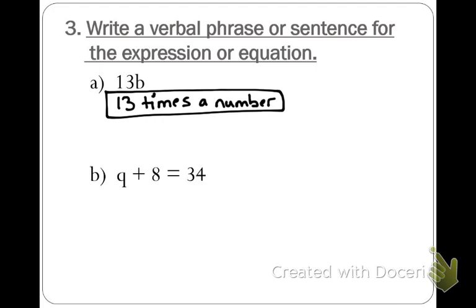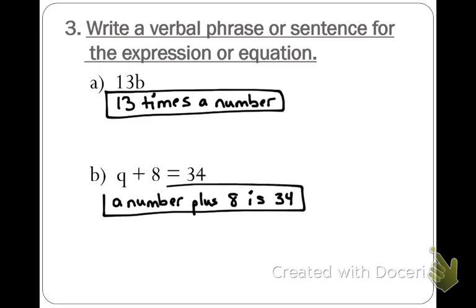Who feels like they could do problem B? You gonna try it? A number plus 8 is 34. Very good. All right, he says a number plus 8 is 34. Okay, are there any words there that you could have done different than he did? What could you have done differently? Okay, a number increased by 8 is 34. Very good. What else could you have switched up? You can say is to equals. Instead of saying is, you could say a number plus 8 equals 34, okay?